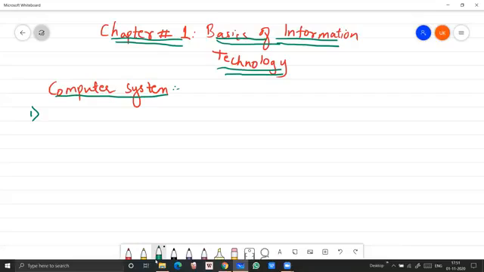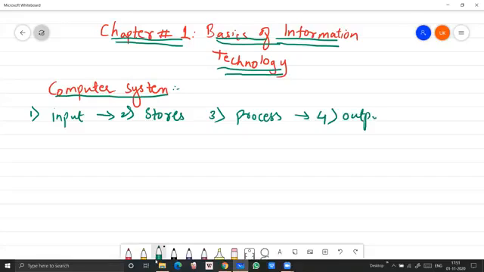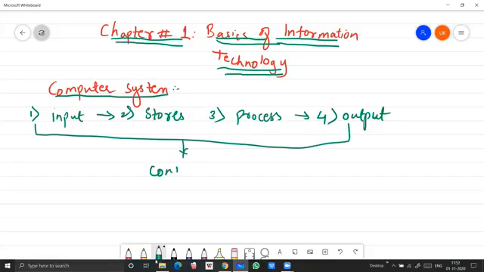What the computer system does is it basically performs 5 major functions, or operations. It accepts data or instruction by way of input. Second, it stores data. Third, it processes the data. Fourth, it gives you the output. And overall, it controls all the operations inside a computer. So this we have seen.